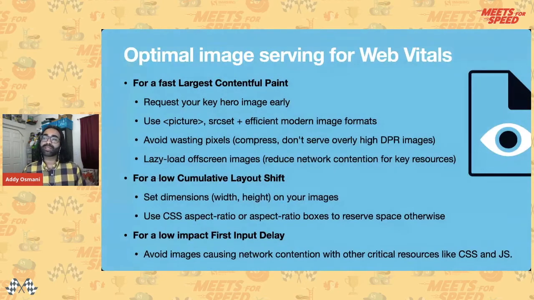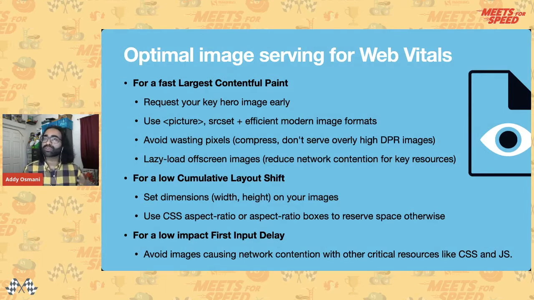Now, this is really the money slide. If you're interested in optimal image serving for Web Vitals, here are the things that I often try to do and that I generally recommend folks consider. Now, for a fast largest contentful paint, try to request your key hero image as early on as possible. There are many ways that you can do this. Ideally, the browser is just able to discover it early on and you don't need to employ lots of other tricks. You can, however, rely on things like preloading to try making sure that other resources are not getting ahead of the queue for your largest contentful paint image.